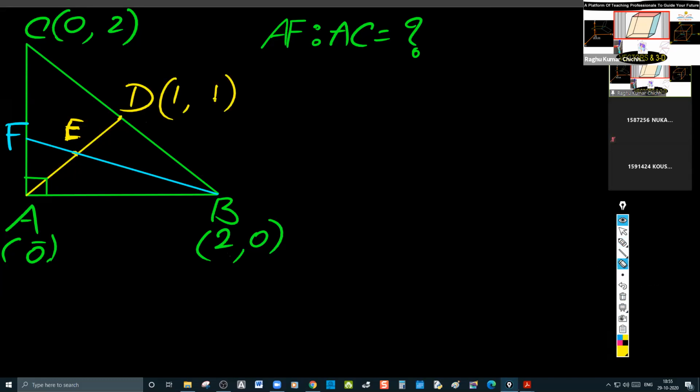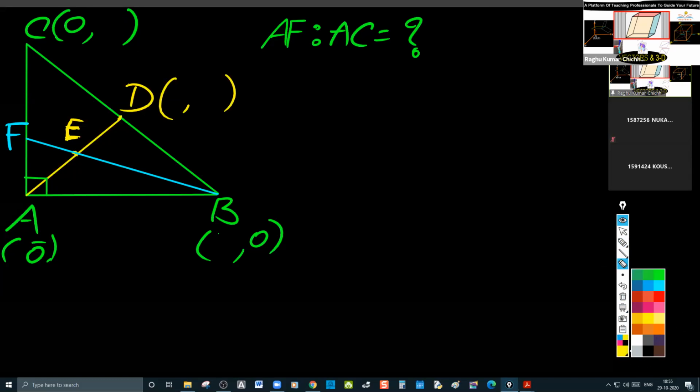You can make it 4. Then what happens? Let us check. You can make it 4 comma 0 because we have taken this as an isosceles triangle. 4 comma 0, 0 comma 4. And do you tell me now what is D? 2 comma 2.